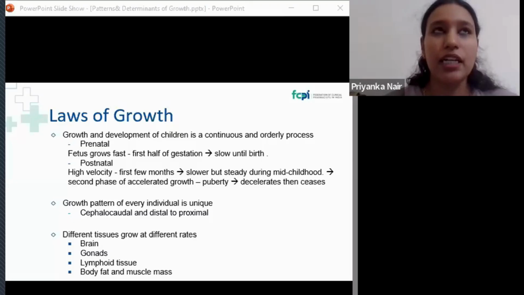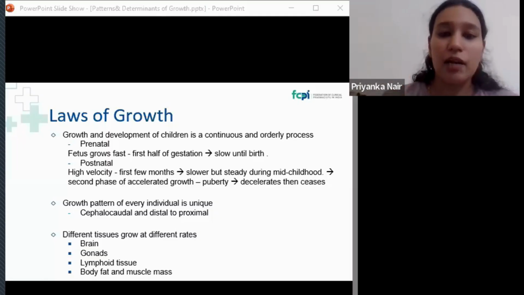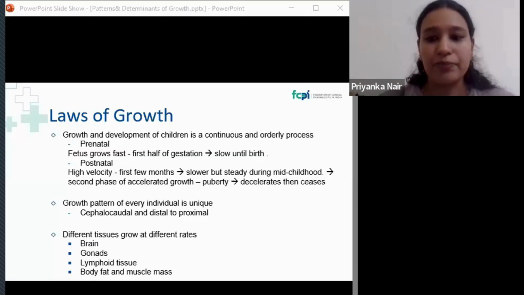And the distal to proximal pattern is seen during the adolescent growth spurt. That is the growth of the fingers, then followed by the limbs, then followed by the trunk. That is the distal to proximal growth pattern.